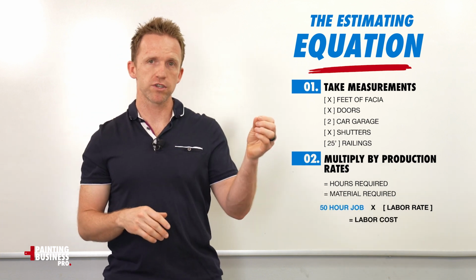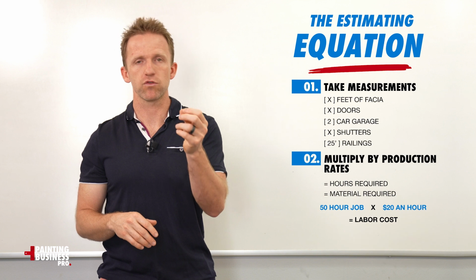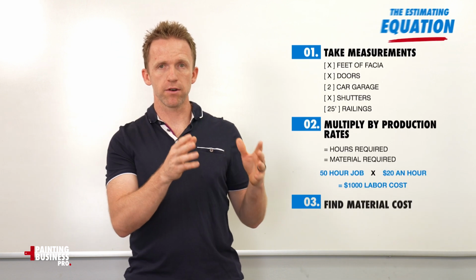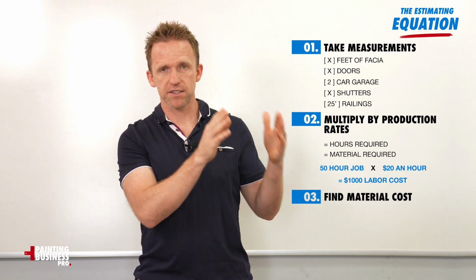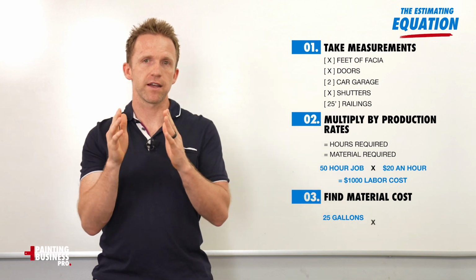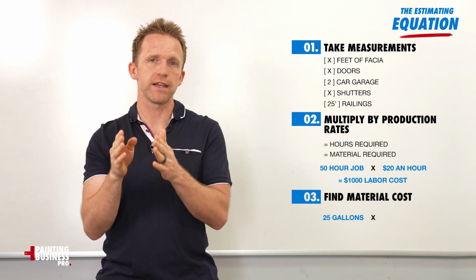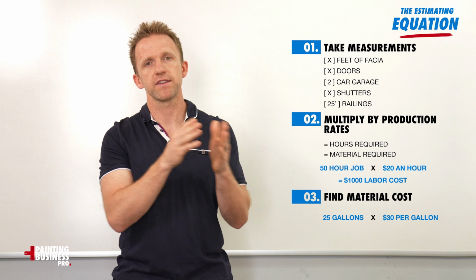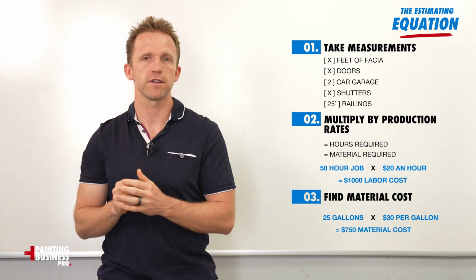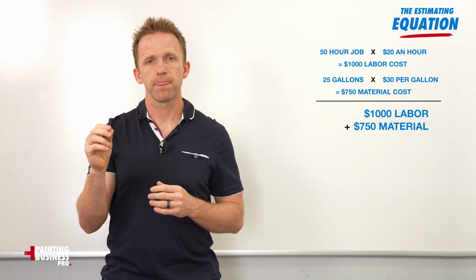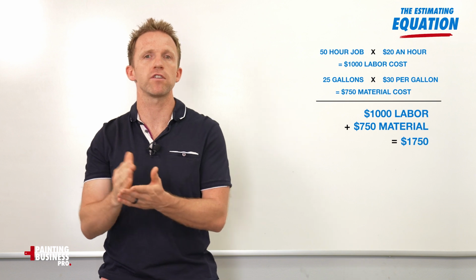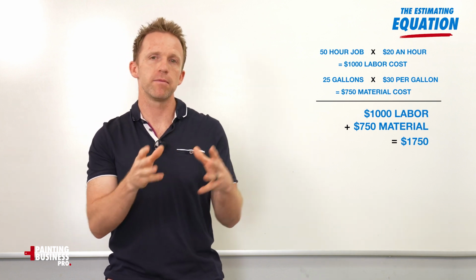So let's say it's a 50-hour job and we're bidding for $20 an hour. We have $1,000 in labor cost. Then we're going to look at our material cost. We take our estimated materials based on our production rates. Let's say it's 25 gallons. And let's say our cost per gallon is $30. That's 25 times 30, which is $750 for our material cost. Now we're going to add both of those up. That's $1,000 plus $750, which is $1,750 for our labor and material cost.